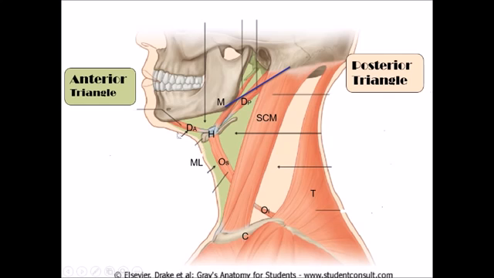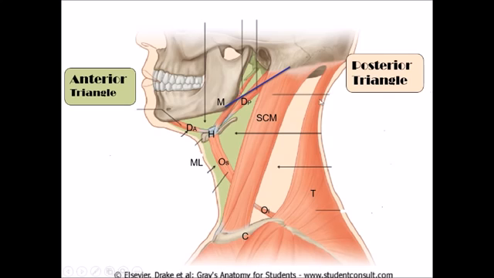With the apex downwards toward the manubrium sterni and the base upwards here. So the anterior boundary is by the midline structures, and the posterior boundary is by the anterior border of the sternocleidomastoid muscle. Superiorly the base is formed by the base of the mandible itself as well as the imaginary line drawn from the angle of mandible up to the mastoid process. So these are the three boundaries. In the front we have the midline structures, behind we have the sternocleidomastoid, and above the mandible and the imaginary line. So these are the boundaries of the anterior triangle.